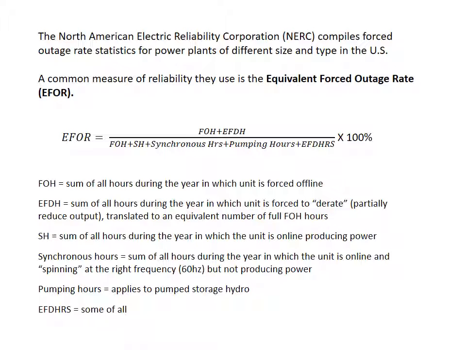So the whole idea here is to get some sort of percentage number of hours per year in which the power plant is not reliable, not online and able to be used. These are hours in which the plant is experiencing what we would think of at this point as forced outages, so outages that they were not expecting to experience.